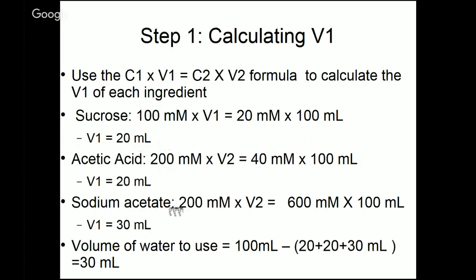You do the same thing for the other 2 ingredients. Now, the last ingredient is going to be water. So how much water do you want to add? Well, all you have to do is add the volumes of the other ingredients together. 30 plus 20 plus 20 gives you 70 mils. And you subtract that from the final volume you want to get. So in this case, you wanted to make a 100 mil solution. You subtract those volumes from 100 mils. That tells you to add 30 mils of water.